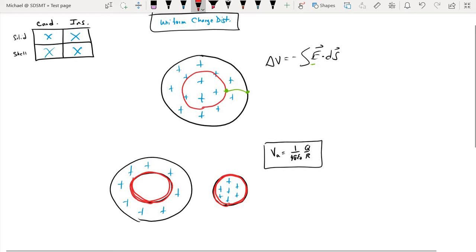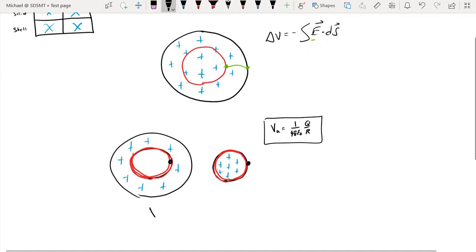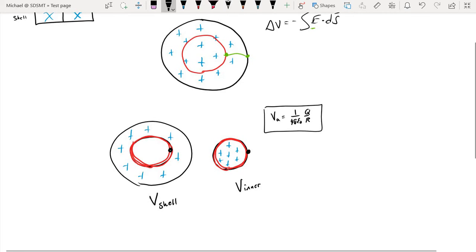So here's what we would have to do. We would have to consider that a point right here on the inside of the shell would be the same as a point right here on the outside of that inner portion. And we would need to figure out how much potential the shell is producing plus how much potential the inner sample portion is producing. And then we can add them together and we'll have the total electric potential at that location.